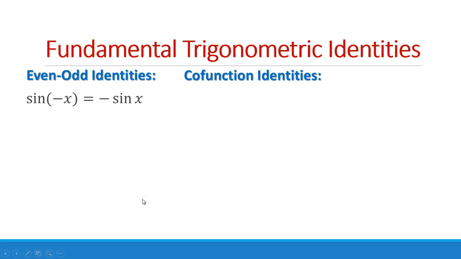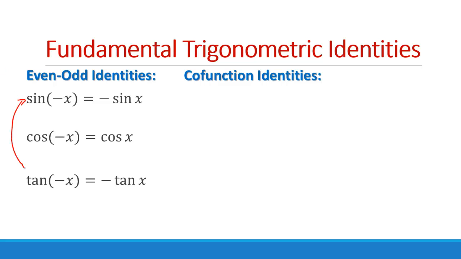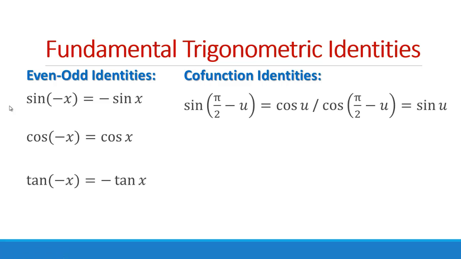Cosine, on the other hand, works a little bit differently. Cosine is the only one where cosine of a negative x is the same as cosine of x. But sine and tangent are the ones where the negative sign behaves as if it's migrating out front. Okay. And your cofunction identities. This is kind of like a wrapping function. So the sine of, for example, pi over 2 minus u would equal the cosine of just whatever u is.